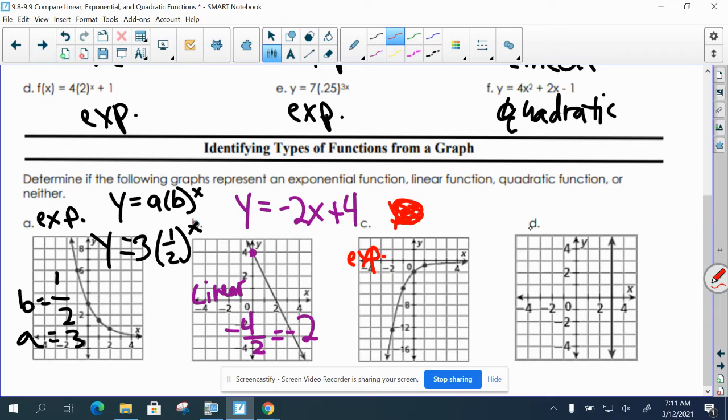All right, for part D, this is linear, and it's an x equals equation. Since it's a vertical line, x equals a number that goes through the x-axis, which is 3.